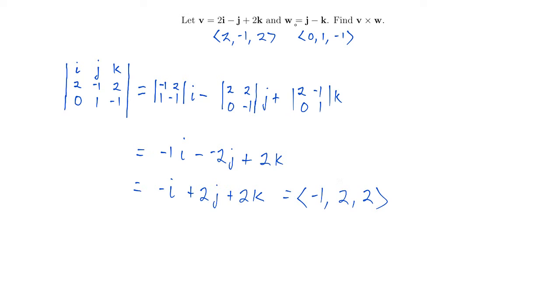Okay, looks good. And also check the dot product of w and this cross product. 0 times negative 1 is 0. 1 times 2 is 2. Negative 1 times 2 is negative 2. Add those all up, you get 0 as well. So this definitely looks like we didn't make any mistakes.